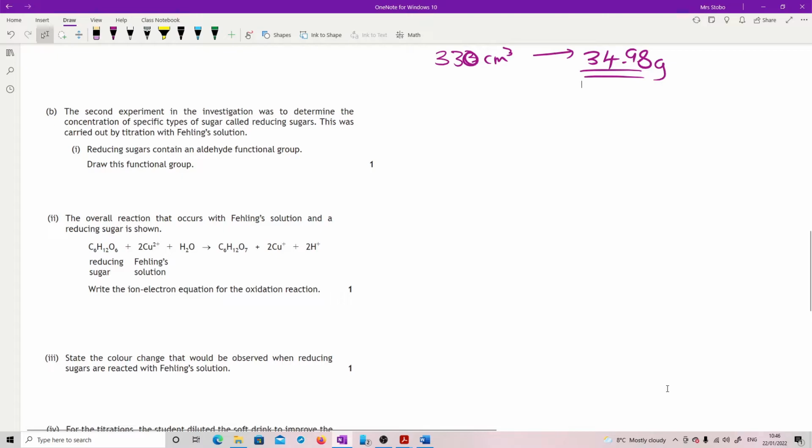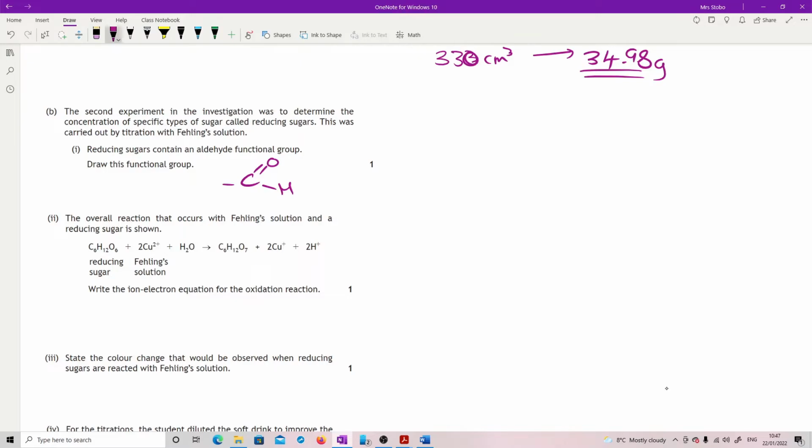The second experiment in this investigation was to determine the concentration of specific types of sugar called reducing sugars. This was carried out by titration with Fehling's. Reducing sugars contain an aldehyde functional group. Draw this functional group. C, double bond O, bond H. Okay. The overall reaction that occurs with Fehling's solution and a reducing sugar is shown.